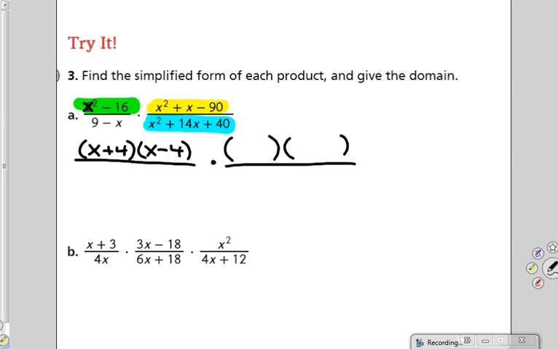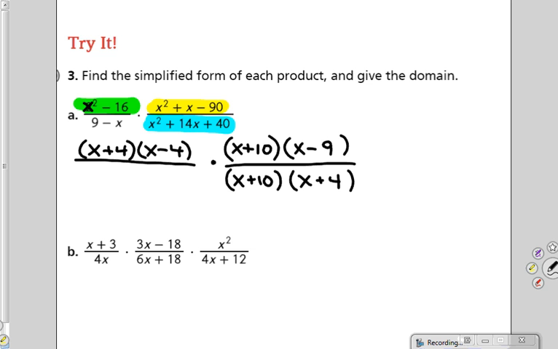Two factors of negative 90 that will produce a 1x in the middle. Any ideas? 9 and 10. So how about a plus 10 and a minus 9? That good? Gives us the negative 90 we needed, and it gives us the positive 1x in the middle. Now the blue piece, factors of 40 that add up to 14. I was thinking 8 and 5, but that would make 13x. That's no good. How about 10 and 4? Plus 10, plus 4. So everything's factored, but I left out the 9 minus x.